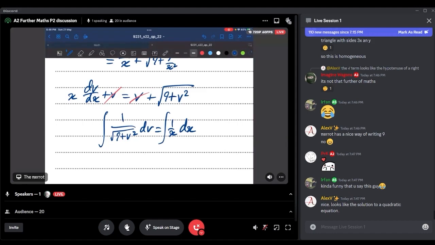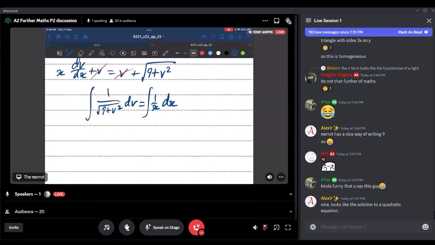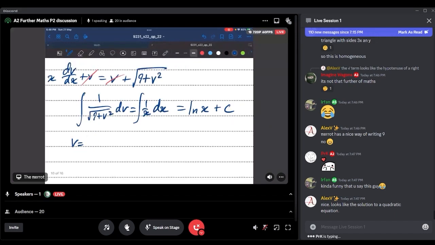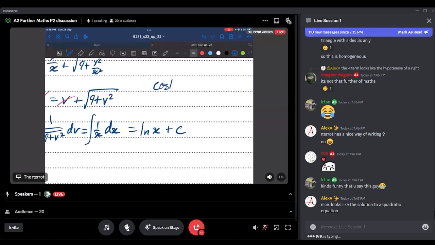Okay. So of course the right hand side is very easy. It's just ln of x plus c. But the left hand side, let's do some substitution again. So in this case, we'll let v be, and how to find out what v is. Remember that you have hyperbolic sines and cosines, and the identity is as given here.